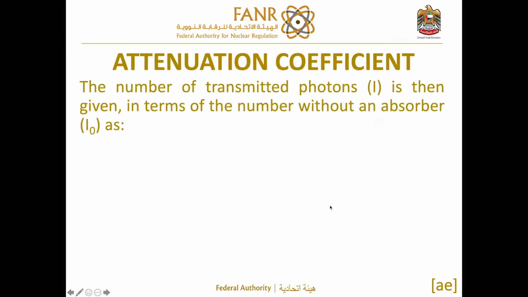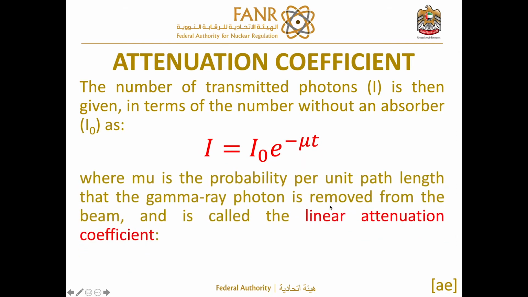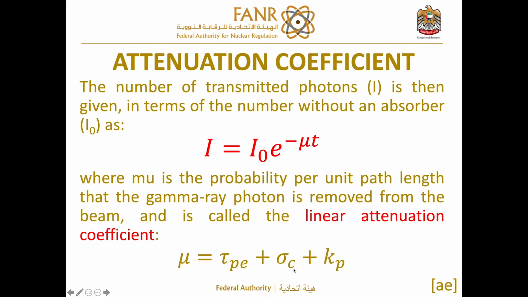This mu is called the attenuation coefficient. And the attenuation coefficient is quite important. It's a parameter which is stated for different materials and takes into account the photoelectric effect, the Compton scattering, and the creation of pairs, the pair creation. This mu is indicated as linear attenuation coefficient, and there is a second attenuation coefficient that we will see a little bit later.